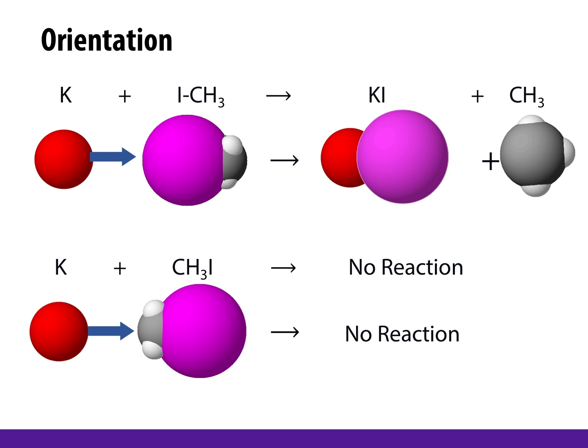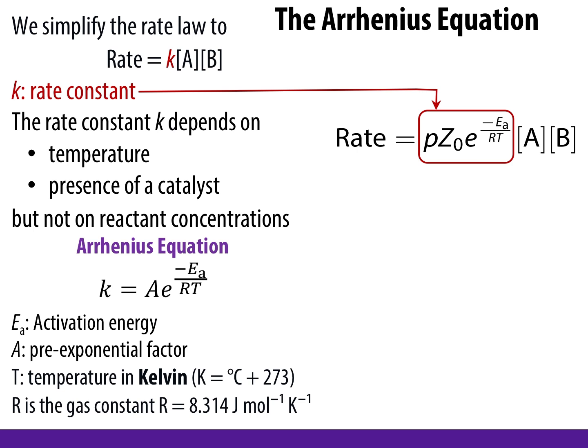To get an understanding of what that steric factor is, let's say in this reaction we're trying to form the product KI. If the K atom hits into the I, a reaction is going to occur. But even if the K atom has a huge amount of energy, if it hits into the carbon here, it's not going to be able to form that K to I bond that we need, and it's not going to cause a reaction to occur.